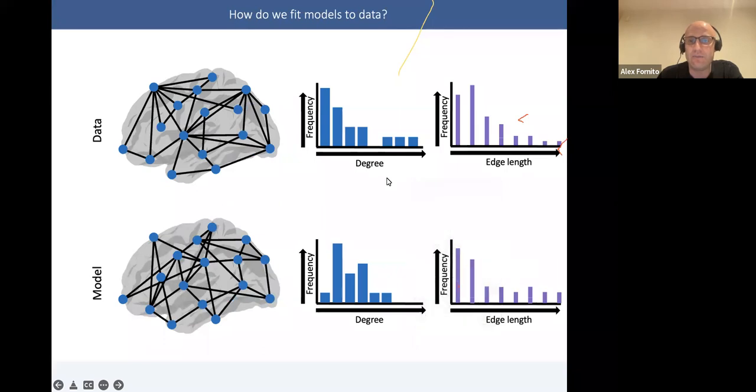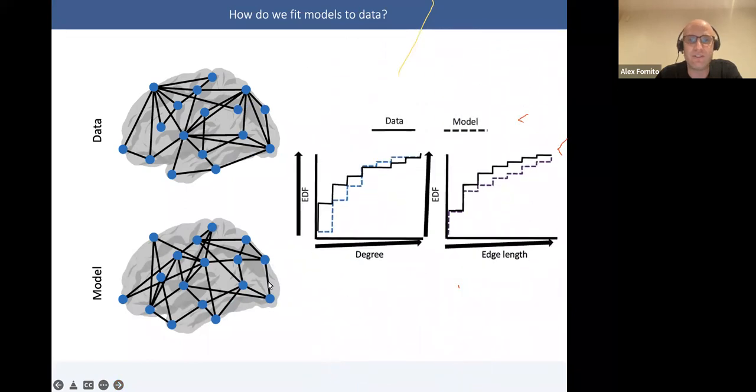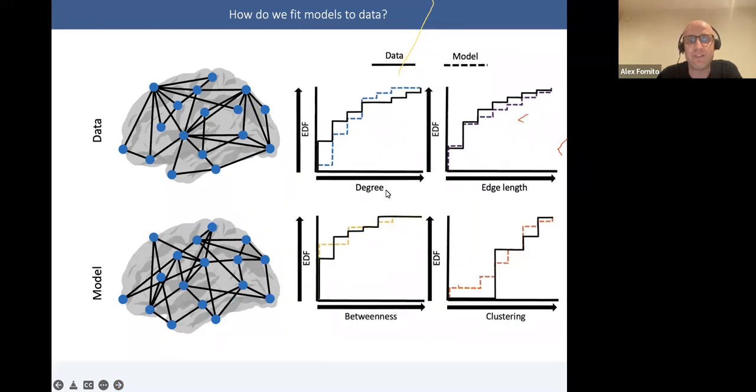And then we convert those distributions into empirical distribution functions, such as a cumulative distribution function, something like that. We compare the data and the model. We can do that for several different properties. So here we've got distributions for degree, edge length, betweenness, and clustering.